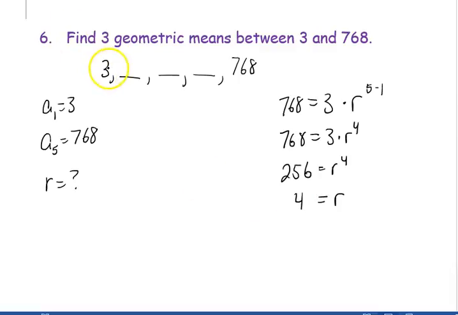That means I'm multiplying by 4. So 3 times 4 is 12. 12 times 4 is 48. 48 times 4 is 192. And 192 times 4 is 768. So that fills in my blanks. That concludes this set of notes.